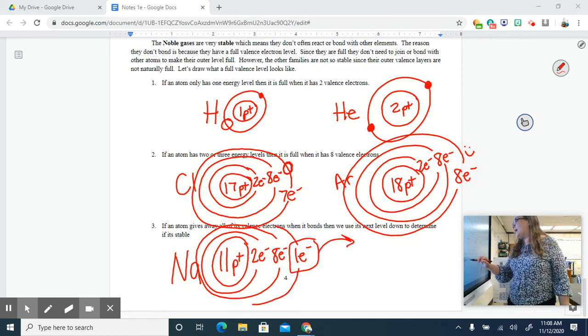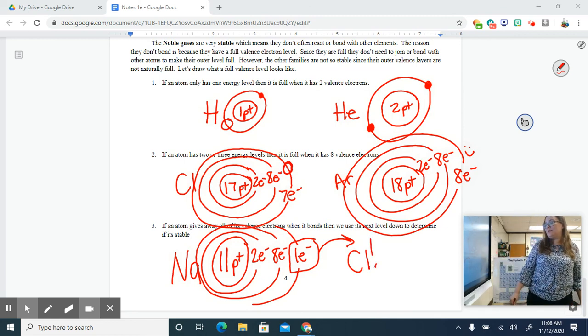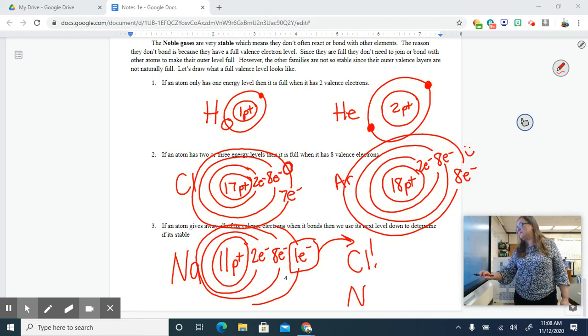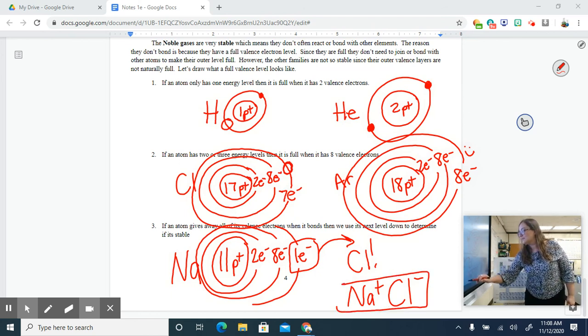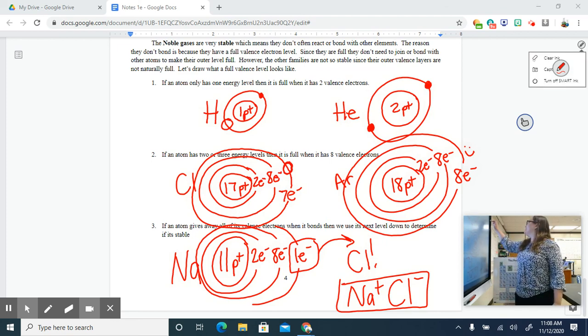It gives it away to guess who? Chlorine, right? Because chlorine's the one that wanted it. And that's when we end up with a positive sodium atom and a negatively charged chlorine atom. And what do positives and negatives do? Attract. And what do we have there? That's right, salt. That's how salt gets made. We'll talk about that later. This video is going on long enough. All right, so I'm fairly certain that's the end of these notes.